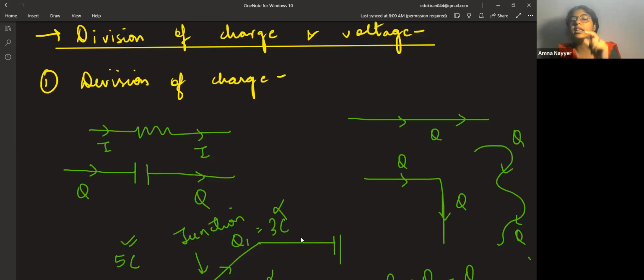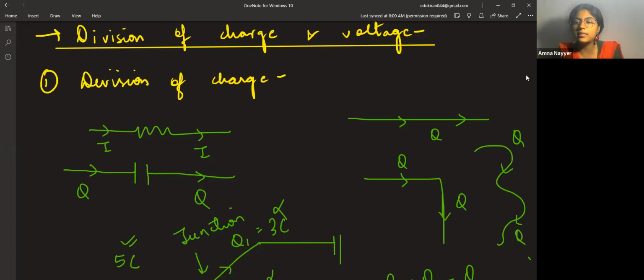When you have branched, it means one more wire has been added, one more wire has been tied up, and current or charge, both of them will divide. Current we'll use in current electricity, charge we'll use in capacitance. Pay attention to both of them. Charge or current will not divide unless and until branching is there in your circuit.